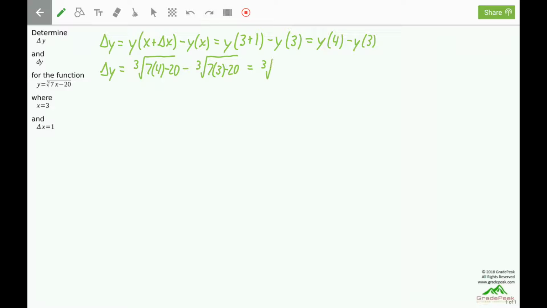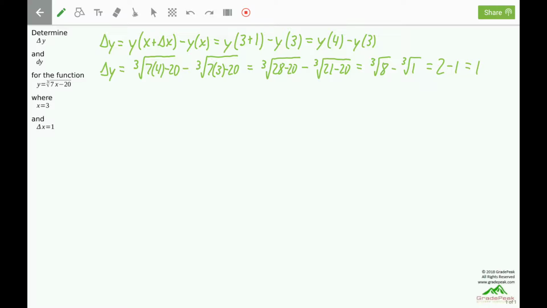That will give us the cubed root of 7 times 4, 28, minus 20, minus the cubed root of 7 times 3, 21, minus 20. So we have the cubed root of 28 minus 20, which is 8, minus the cubed root of 21 minus 20, which is 1. The cubed root of 8 is 2, the cubed root of 1 is 1, and we have 2 minus 1, which is 1.